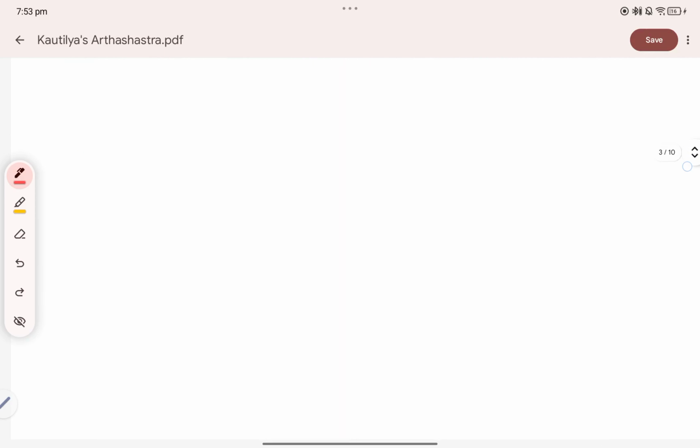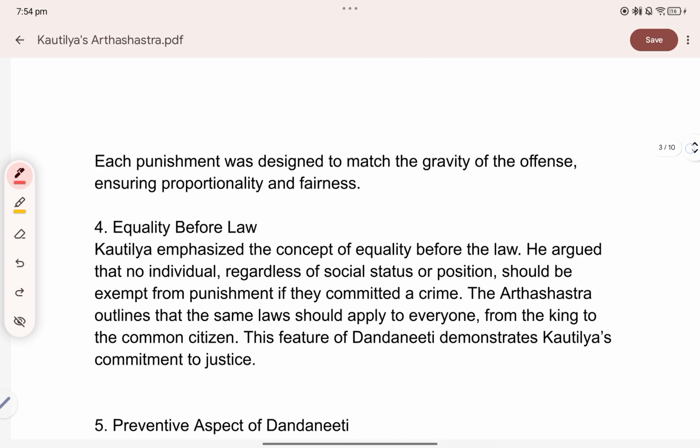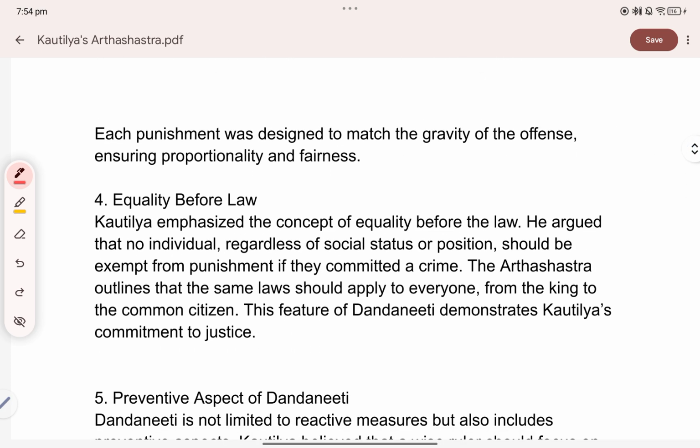Okay, so I hope it's making a little bit of sense to you. Once you read it, reread it, you'll remember it very clearly. So each punishment was designed to match the gravity of the offense, ensuring proportionality and fairness. Every punishment was designed according to the gravity of the offense: if the crime is more serious, the punishment is more, and if the crime is less, the punishment is less. It's like that, right? Equality before law, I have told you already that the concept of equality existed.